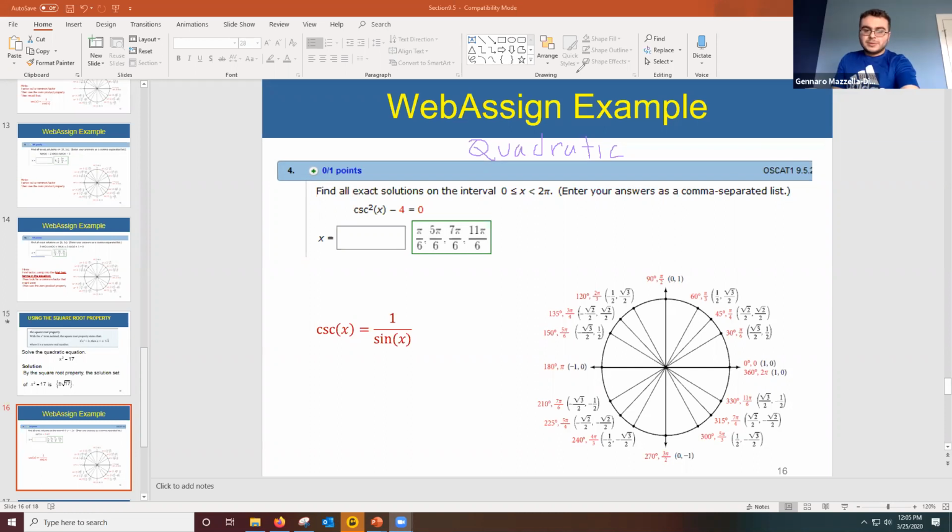Can we solve the cosecant squared x minus 4 equals 0 real quick? We were going to do that next time, Gennaro, but if you want to stick around, I can do this now. Yeah. Okay, we can do it right now if you like. Let me just see if any students have any other questions. Anyone have any other questions on solving linear equations?